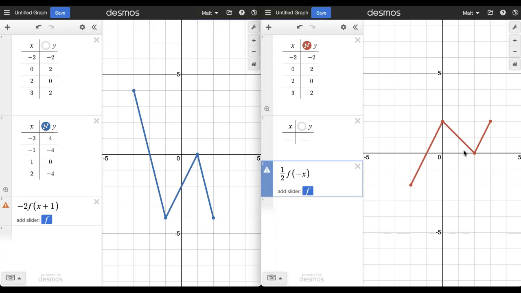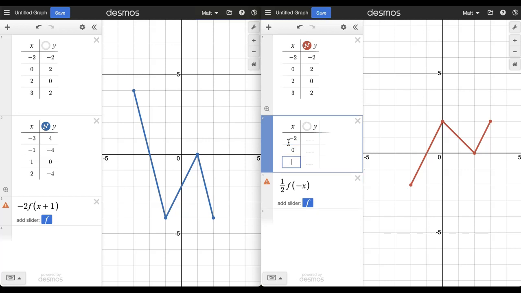You have the same starting f of x, right? So same starting points here. Instead, we want to multiply by 1/2 and then input a negative x. This should be a reflection when you input a negative x here. But let's do one at a time. Multiply by 1/2. X values originally stay the same, so that's negative 2, 0, 2, and 3. I'm going to take the y value and multiply by 1/2, so that becomes negative 1, positive 1, 0 times 1/2 is 0, and then another 1 there.